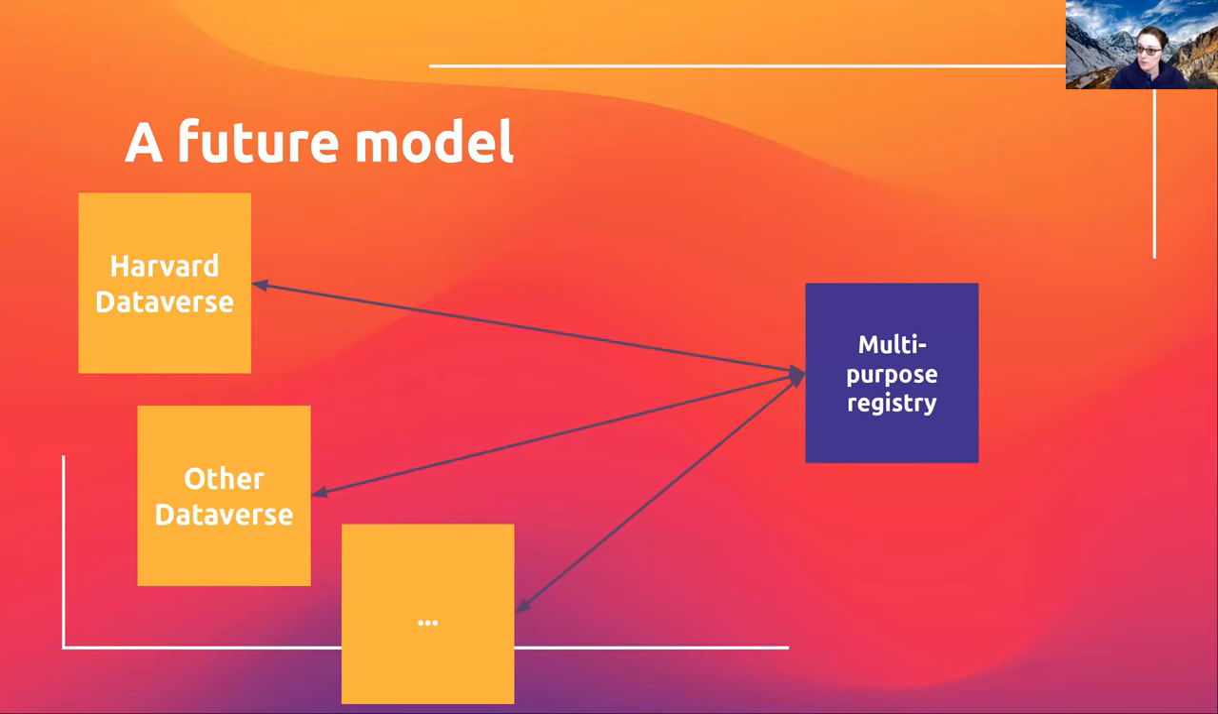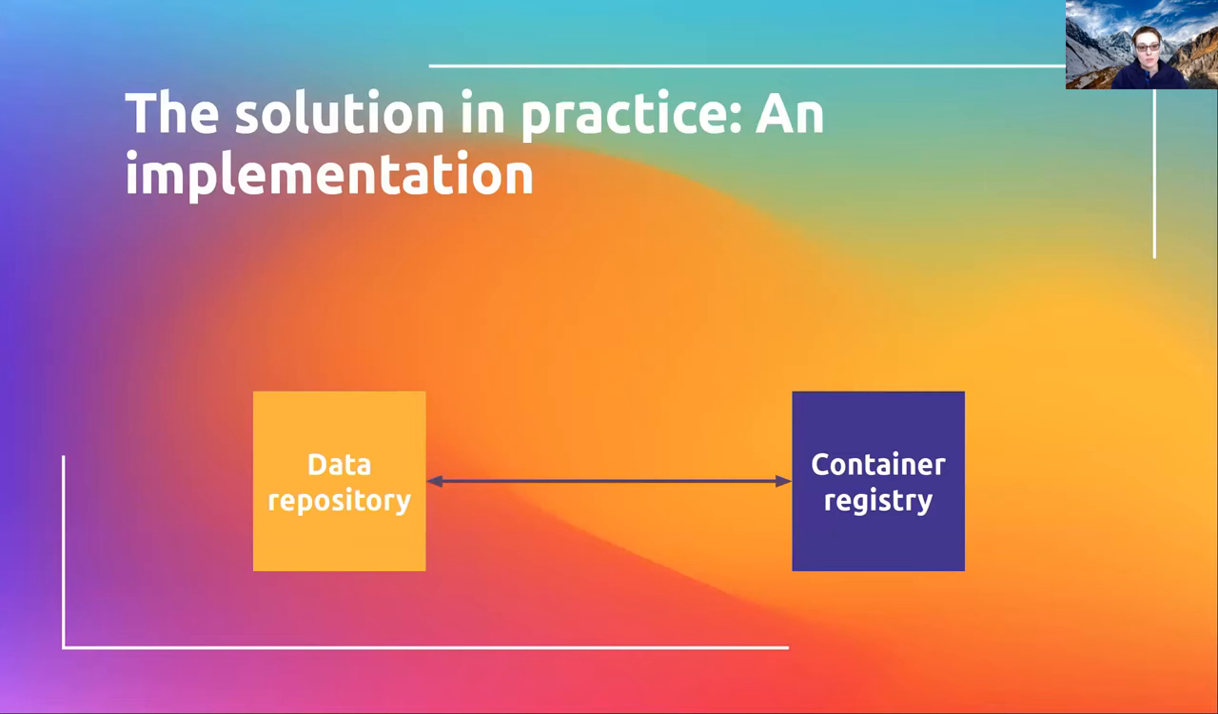But there is also another option, and this is a future model. We could have a multi-purpose registry for containers. So many repositories would use a registry that can store different types of containers, like a Docker container and a Singularity container. And this is still not a reality, but with standardization of containers and the Open Container Initiative, this is happening. This is a work in progress.